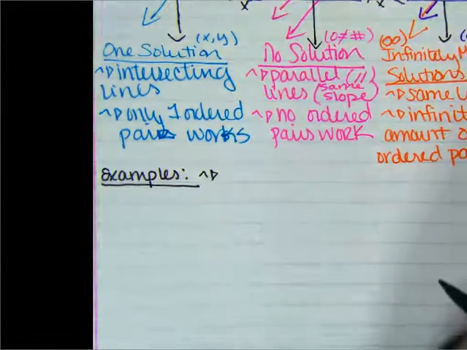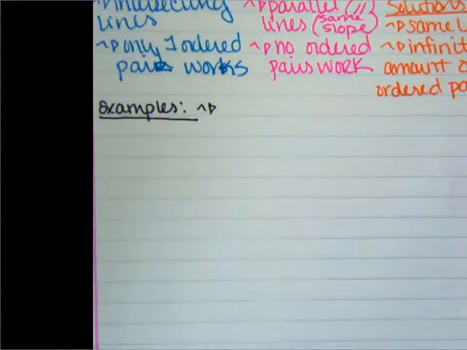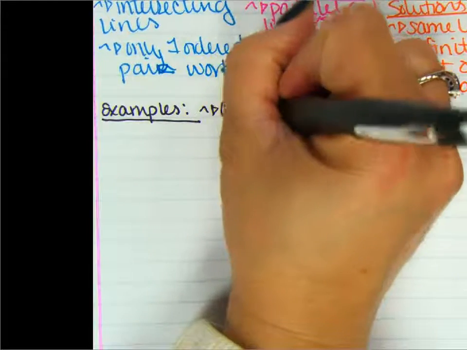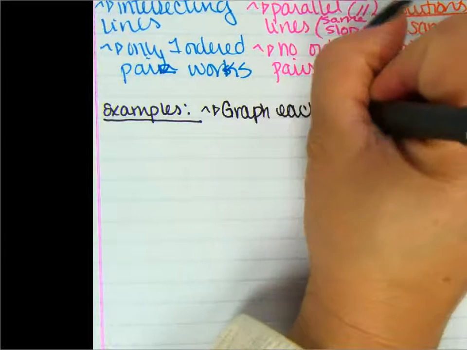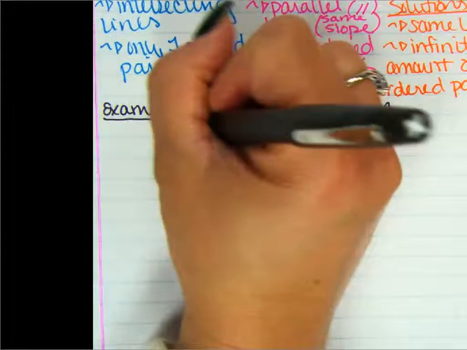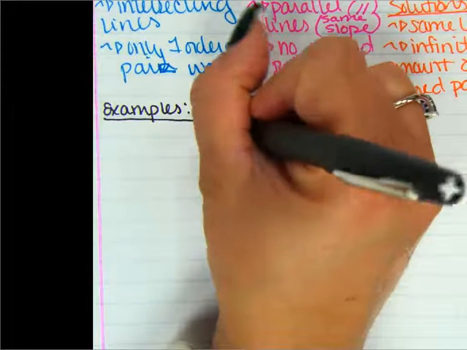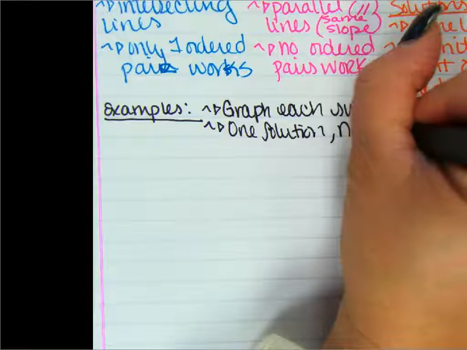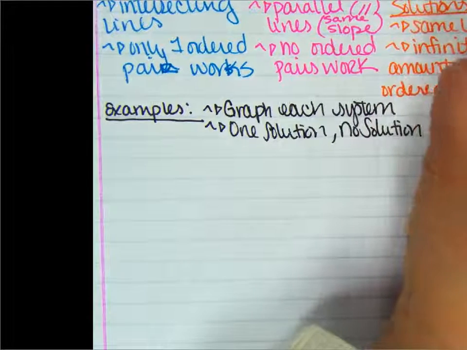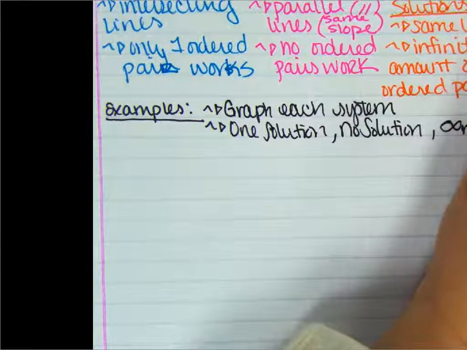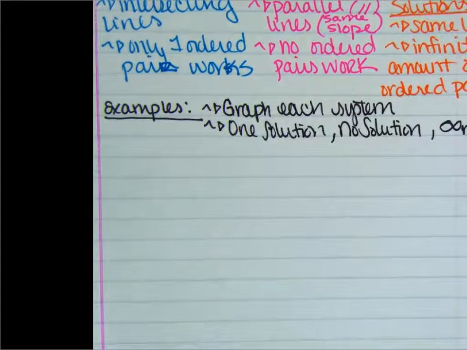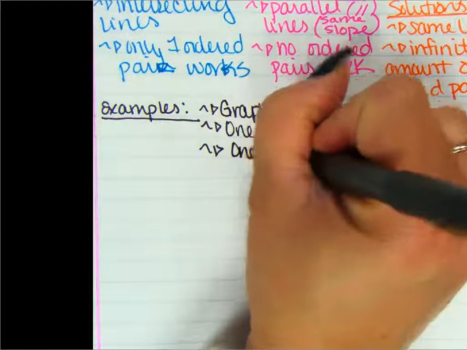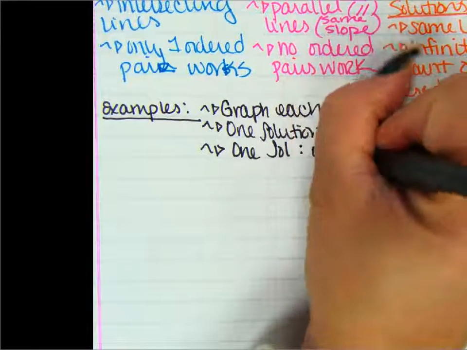Our examples, here are the directions for the examples. It's to graph each system. Once we graph each system, we need to identify if it is one solution, no solution, or infinitely many solutions. If it is one solution, we must check the answer.